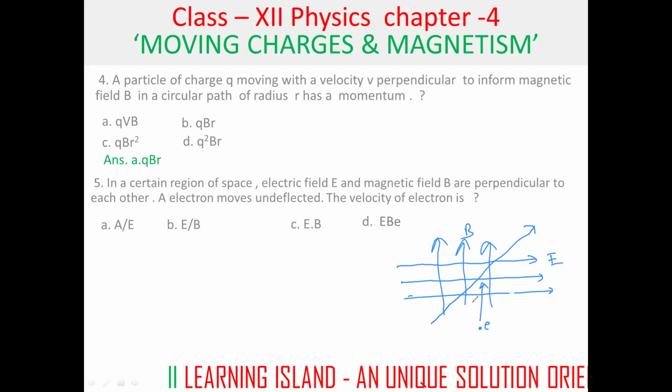So if any electron with Q charge is moving in an electric field, then force due to electric field is equal to, we know, Q into E, and force experienced due to magnetic field B is equal to B Q V sine theta, where theta is the angle between the magnetic field and velocity.